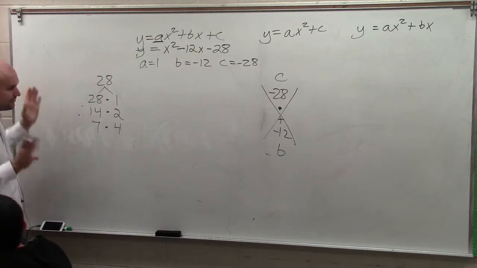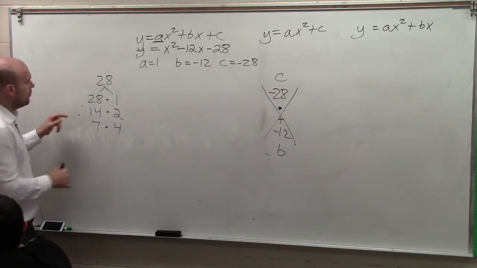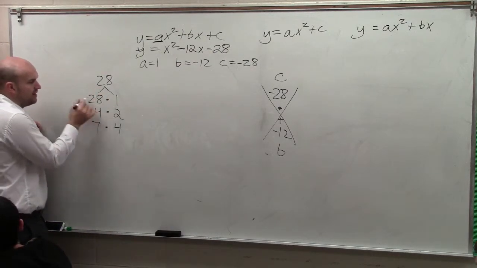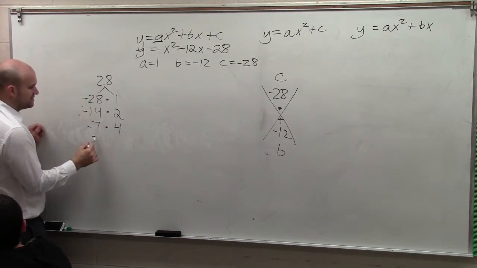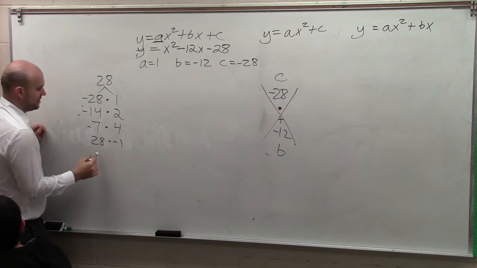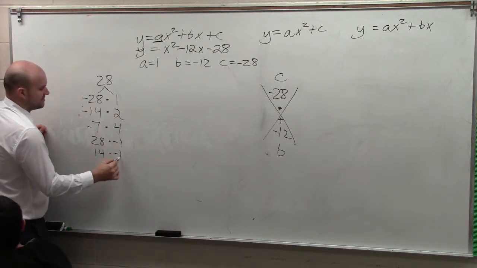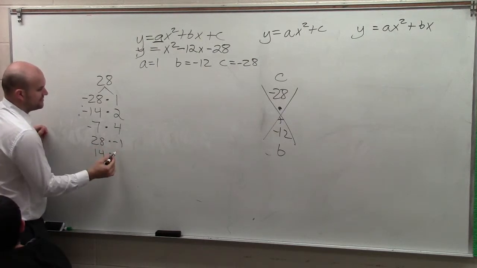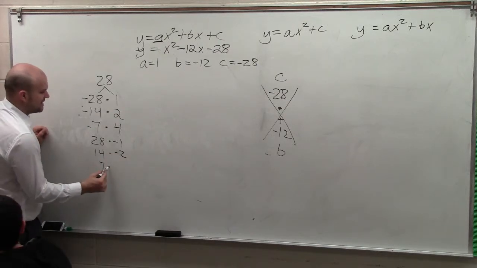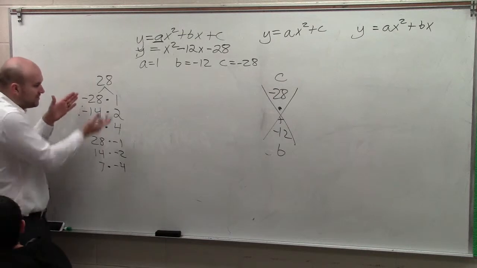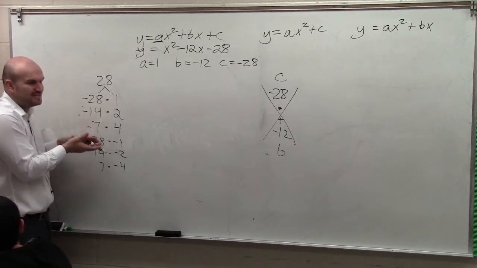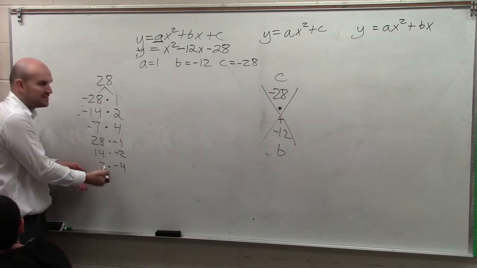Correct? Now, to multiply to give you negative, one of these numbers has to be negative. So you could say those are negative, or you could say 28 times negative 1, 14 times negative 2, and 7 times negative 4. And I'm listing these out, guys, to show you. But once you list them out, you can kind of determine which one's negative. You don't need to list all of them out. You know what I'm saying?